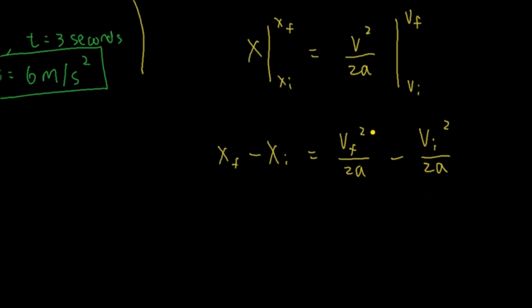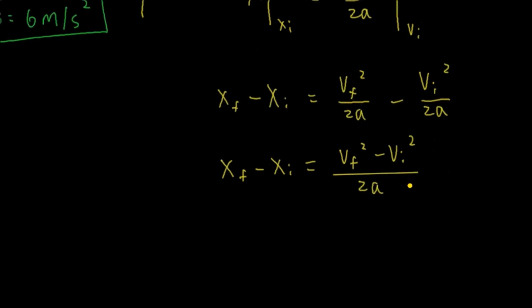So let's group this together. We have a common denominator. We have x final minus x initial equals v sub f square minus v sub i square over 2a. And what we know is that final position minus initial position is just change in position, so I can rewrite this as delta x.